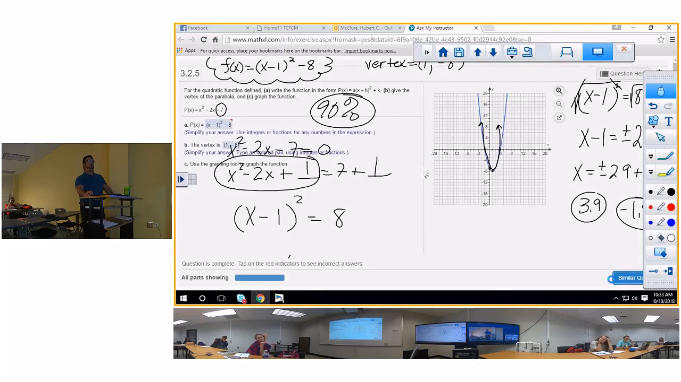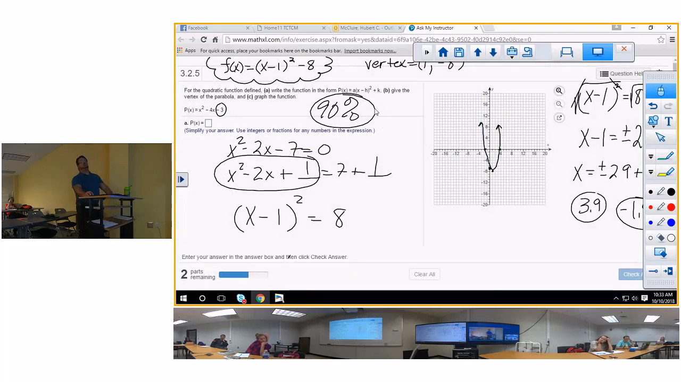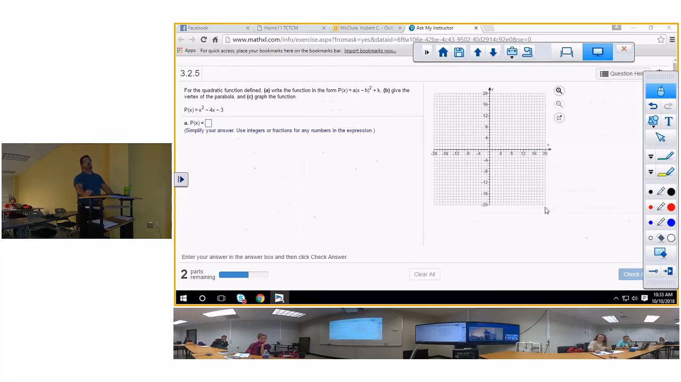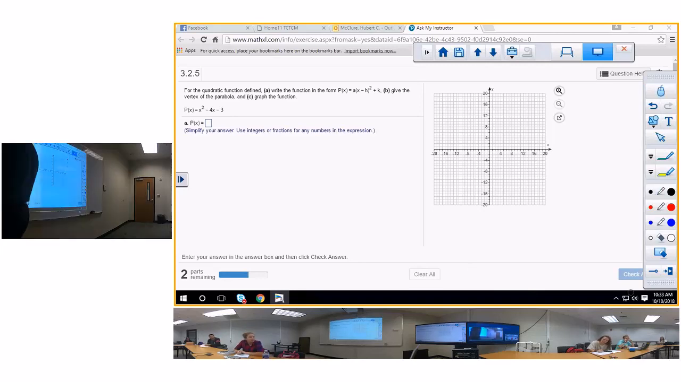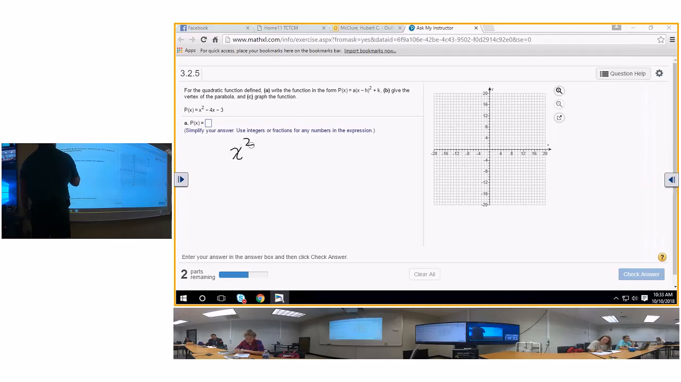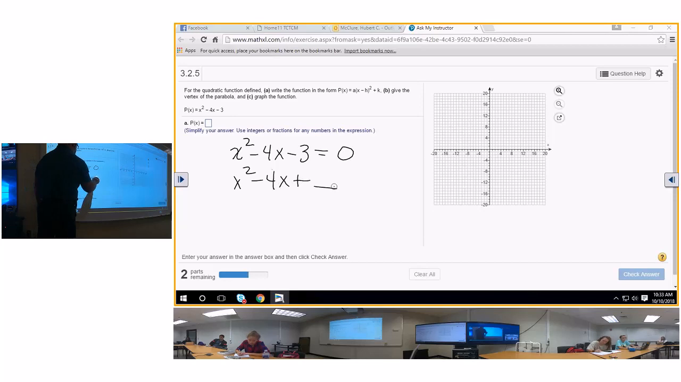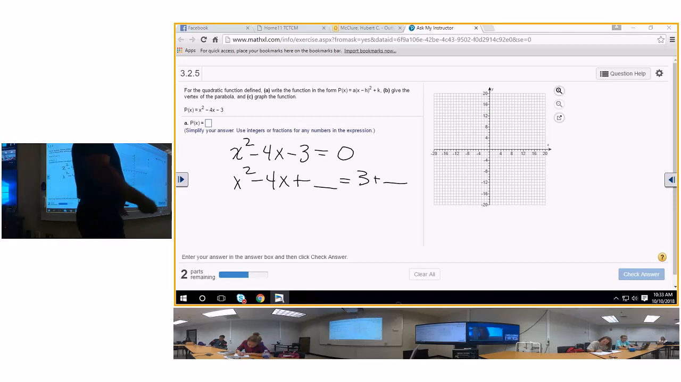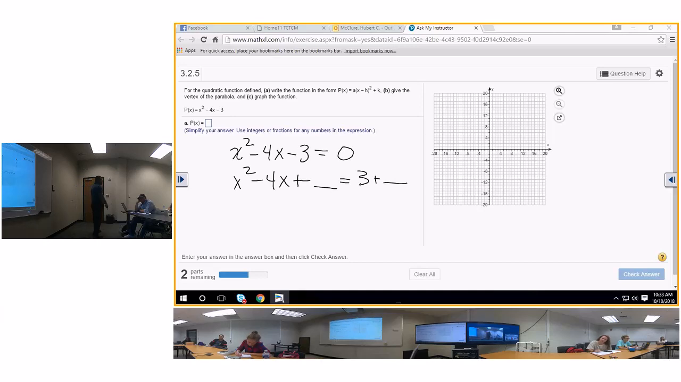All right, now y'all do this one. I'll write it for those who can't see. If you learn how to complete the square, you're going to be all right. X squared minus 4x minus 3 is equal to 0. Move C. X squared minus 4x plus blank is equal to 3 plus blank. All right, get to it. Half of 4 is what? 2. 2 squared is 4. Same process every time.